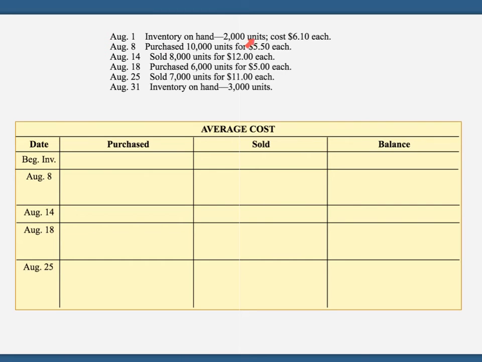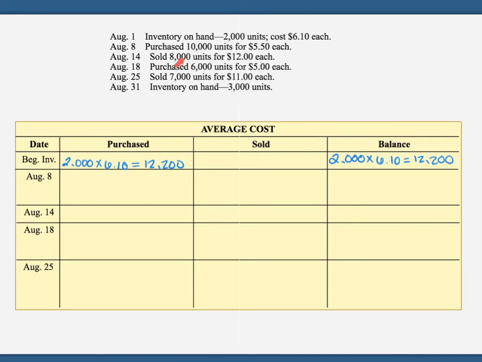Inventory on hand, 2,000 units, cost $6.10. So we will plug that in just like we did last time. 2,000 units, $6.10 gives us 12,200. That is also what our ending inventory is going to be at this date. We look at our August 8th transaction.